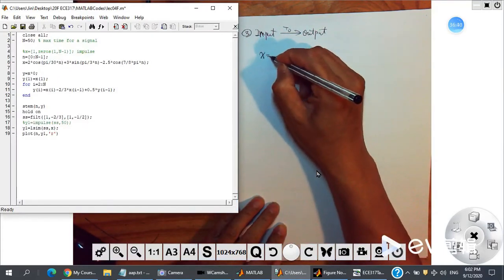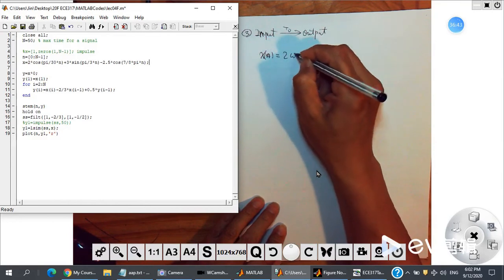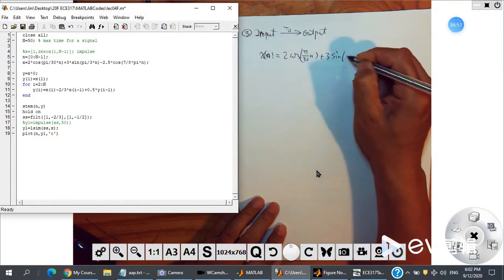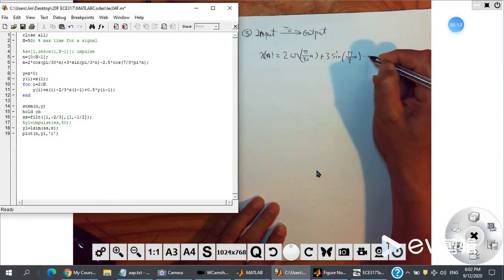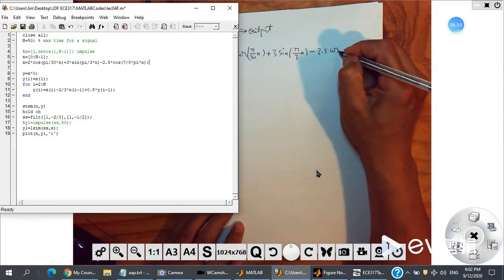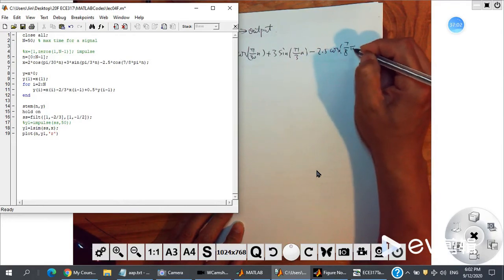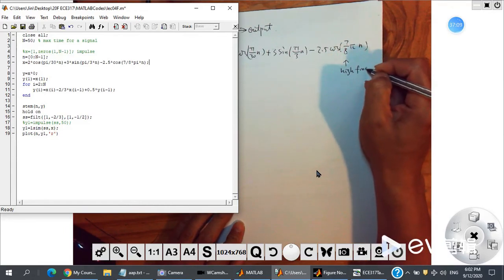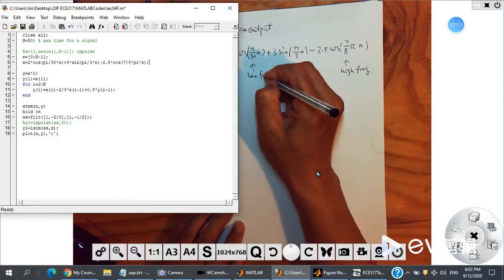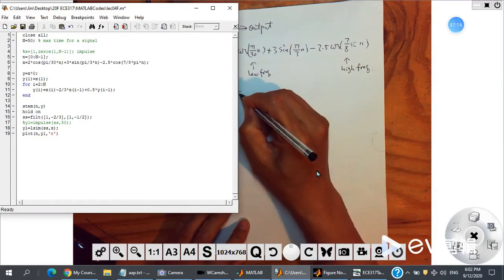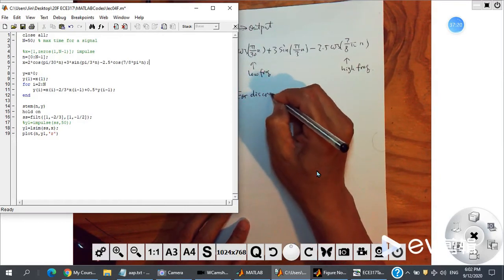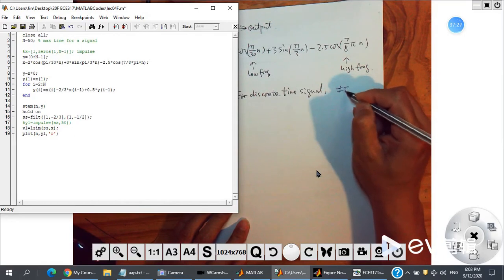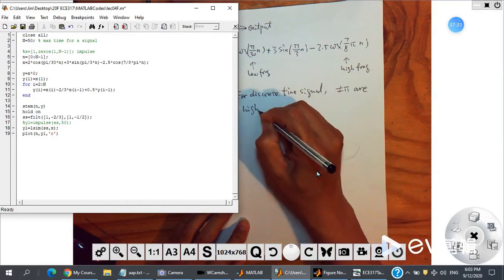x of n is 2 cosine pi over 30n plus 3 sine pi over 3n minus 2.5 cosine of 7 over 8 pi n. Okay, this is high frequency, right? And this is low frequency. And for discrete time signal, these are the highest frequency.